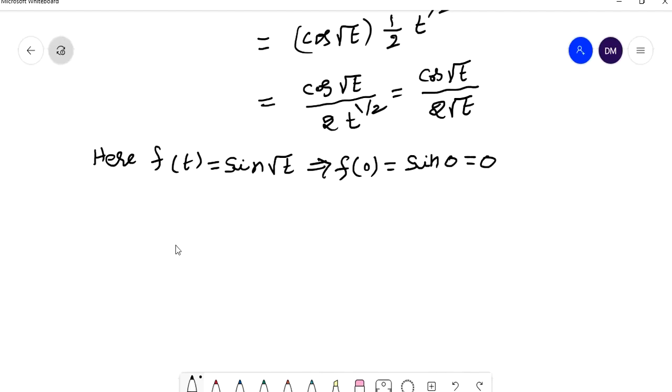Now see here, what do you want? We have to find the L of cos root t by root t value. Here, cos root t by root t is equal to f dash of t. Means we have to find L of f dash of t value. How can we find it? By using the Laplace transform of derivative formula.